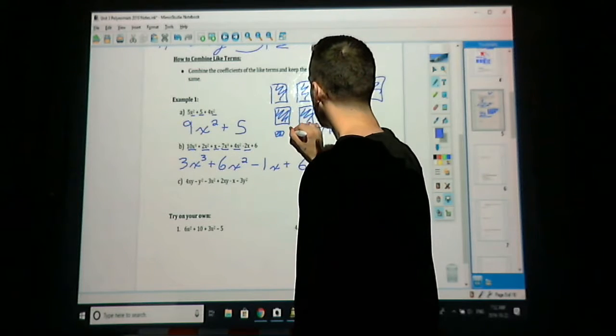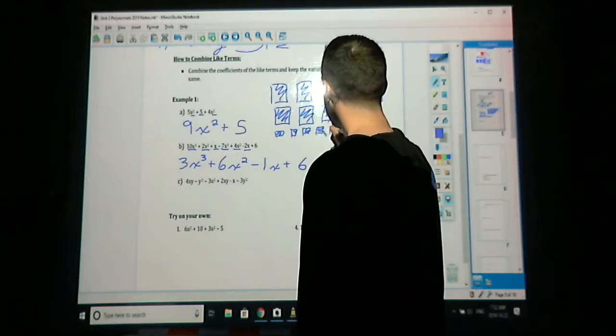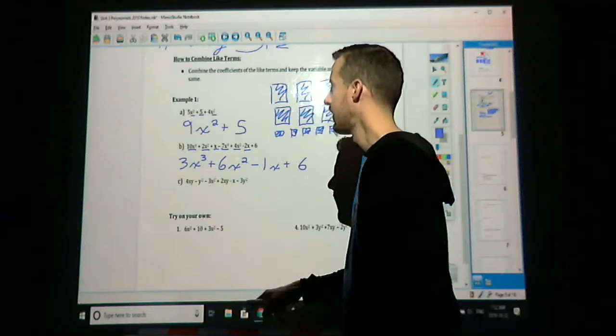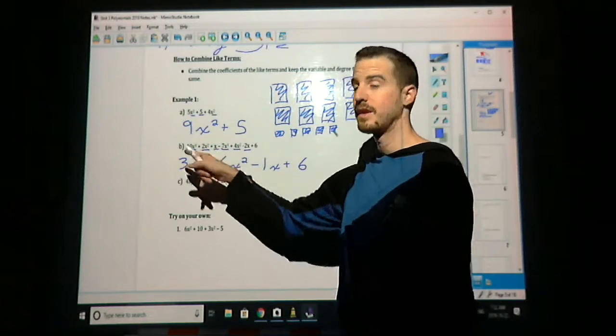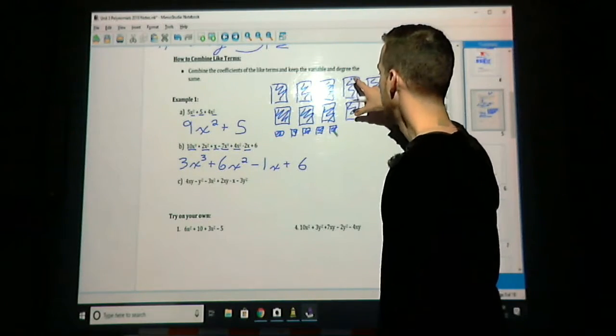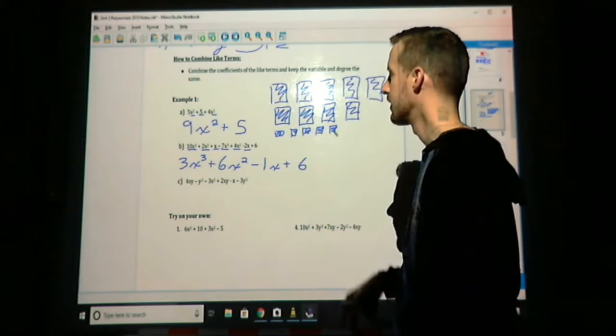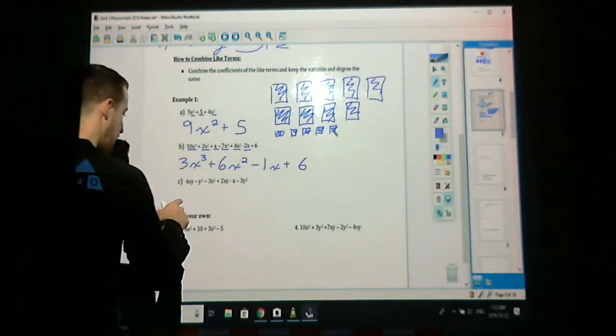Right? So this is another way of visualizing how we're adding things. Over here, when we were subtracting, right, we had opposites, and so they canceled. All right, let's keep going.